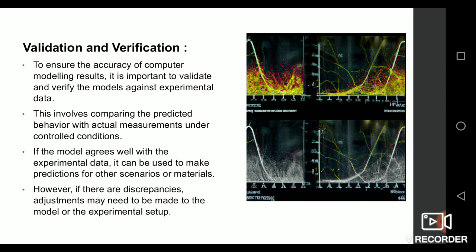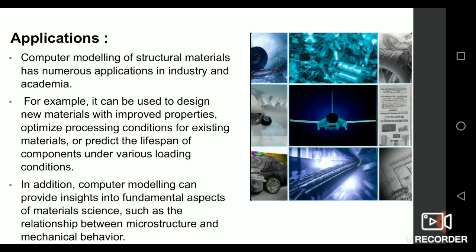To ensure the accuracy of computer modeling results, it is important to validate and verify the models against experimental data. This involves comparing the predicted behavior with actual measurements under controlled conditions. If the model agrees well with the experimental data, it can be used to make predictions for other scenarios and materials also. However, if there are discrepancies, adjustments may need to be made to the model or to the experimental setup. Next, application of this.